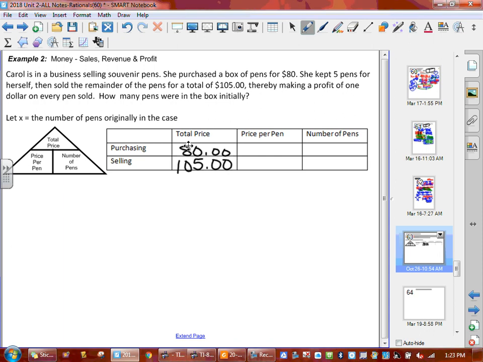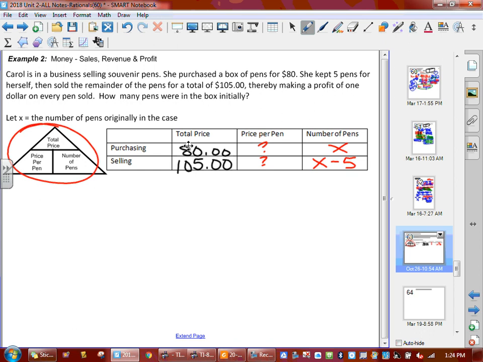Price per pen, we have no idea. That's what we're figuring out. Number of pens, we don't know. The selling price, we have to subtract 5 that we're keeping ourselves. So the price per pen is going to be price divided by number of pens. And that's what they're showing here in that little triangle. Okay? So it's showing that we have to divide them.